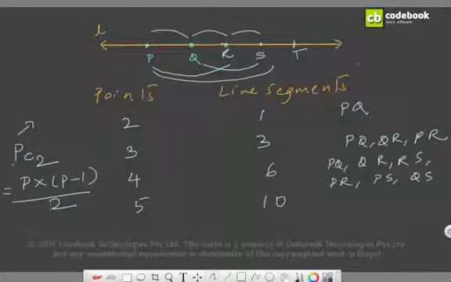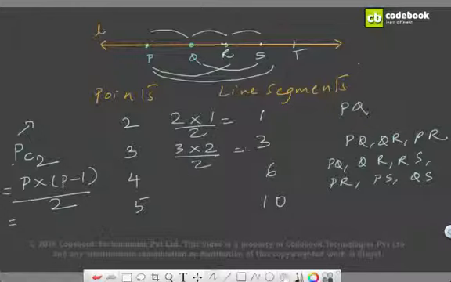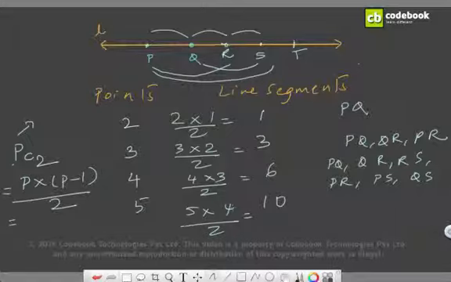So that's the formula. If you have 2 points, you apply the formula and you'll get 2 into 1 by 2, which is equal to 1. Similarly, when you have 3 points, you'll have 3 into 2 by 2, which is 3. When 4, you have 4 into 3 by 2, which is 6. Finally 5 into 4 by 2, which is equal to 10.